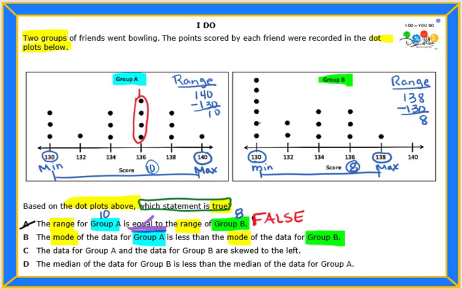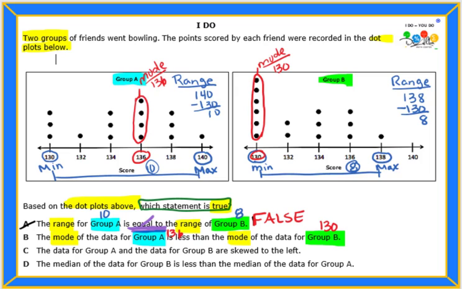And for group B, this 130 has the most dots. So that's the peak for that group. And so this number right here, this is the mode. And this is the mode for group B. So we have 136 as the mode for group A and 130 as the mode for group B. So I'm going to go ahead and write that here. Group A has a mode of 136 and group B has a mode of 130.